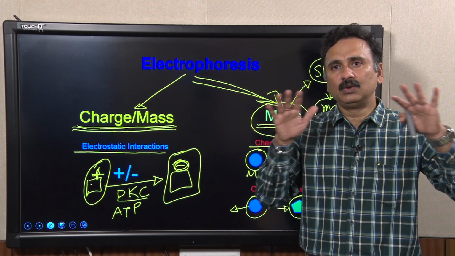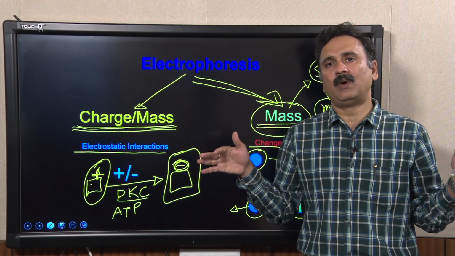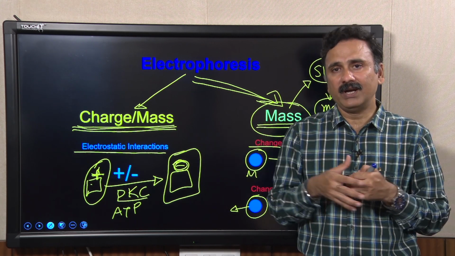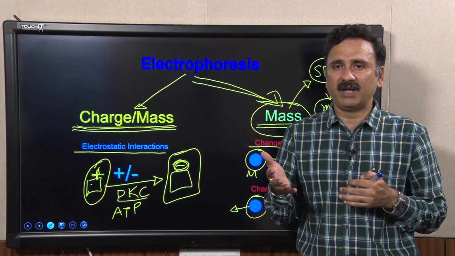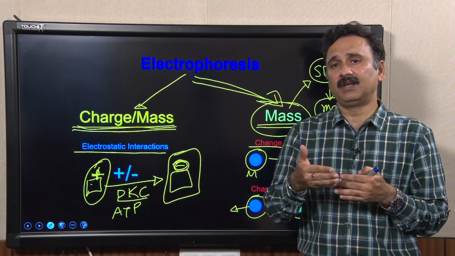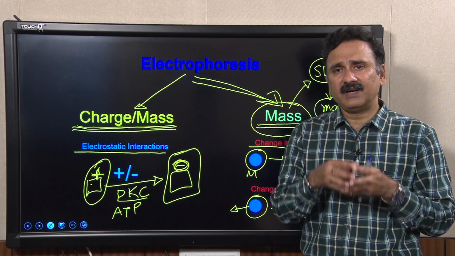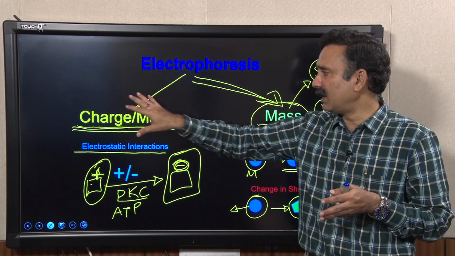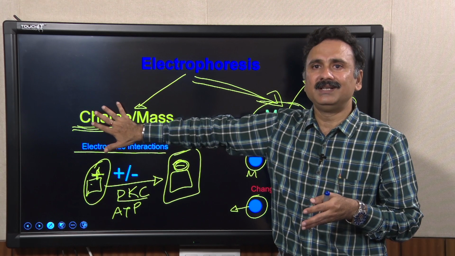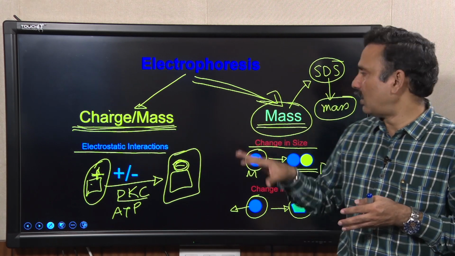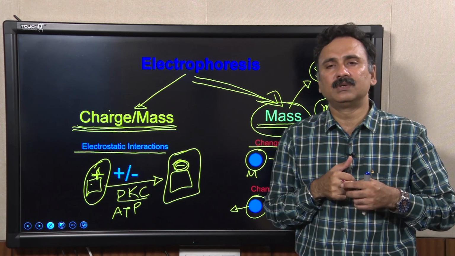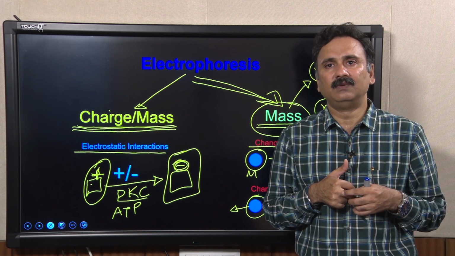So, these are the two main aspects that can be exploited when you are designing an experiment considering electrophoresis. We are going to discuss different types of experiments where we are either going to exploit the charge by mass as a criterion, or in some places we are also going to exploit the criterion of the mass.